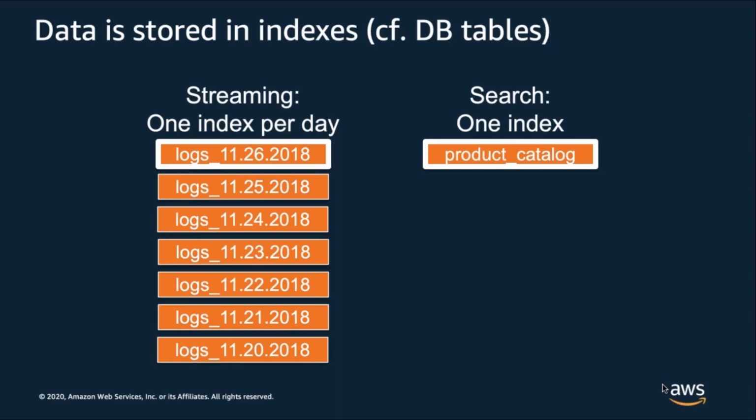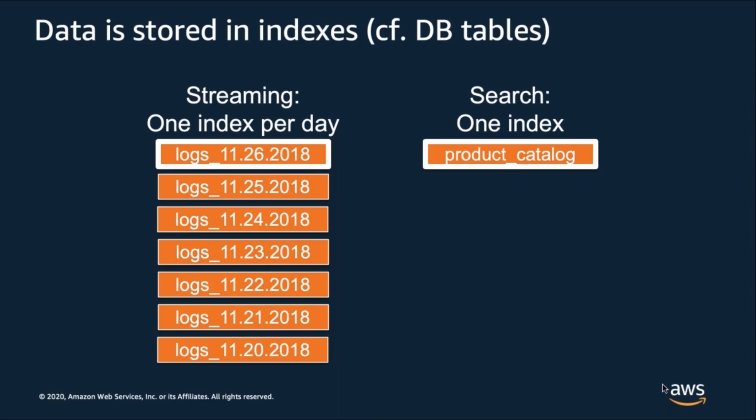This would be a 7-day retention window. I'm flowing in logs from today, if today is November 26, 2018. I have additional data from the 25th, 24th, 23rd, 22nd, et cetera. All of that data is generally passive. For log analytics, today's index is usually the most active index.